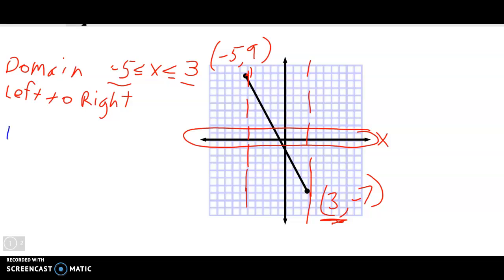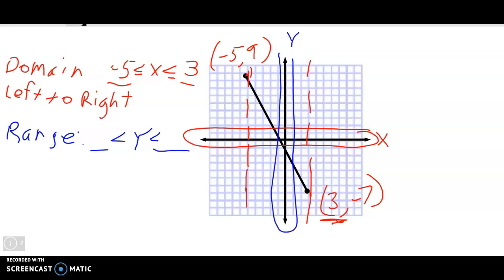Now I'm going to do the range. And it's going to be very similar, except it's going to be y. And I'm going to fill in those blanks and determine if I'm going to put a line underneath or not. So on the range, though, it's the y values. Now the y values is the vertical axis. So that means I'm going to go from the bottom to the top.